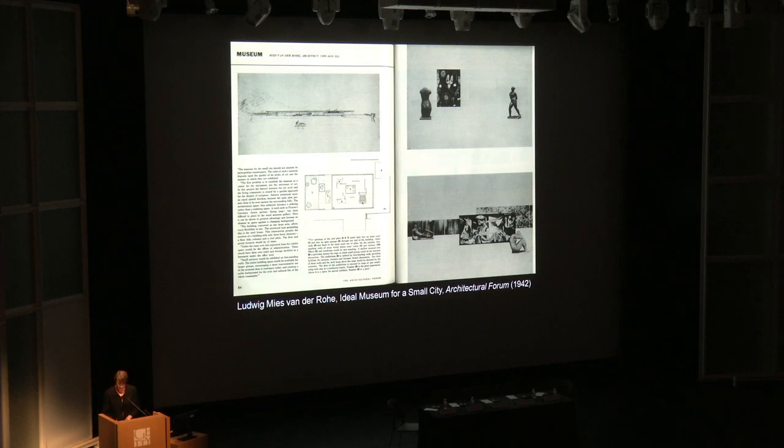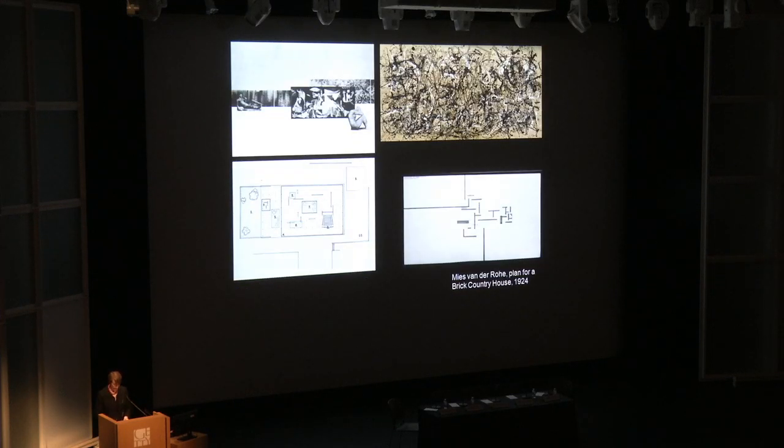Here, Blake makes clear his debt to Mies van der Rohe's plan and photo collage proposal for an ideal museum for a small city, which similarly would have installed paintings on freestanding walls. And so here you see sort of this open floor plan with these freestanding walls that would have had just paintings, including Picasso's Guernica, for example, floating in and among these sort of stabilizing elements of sculptures. And these photo collages are also by Mies. Blake explicitly stated that, quote, "Jackson and Mies seem to have a very similar attitude toward the nature of space."